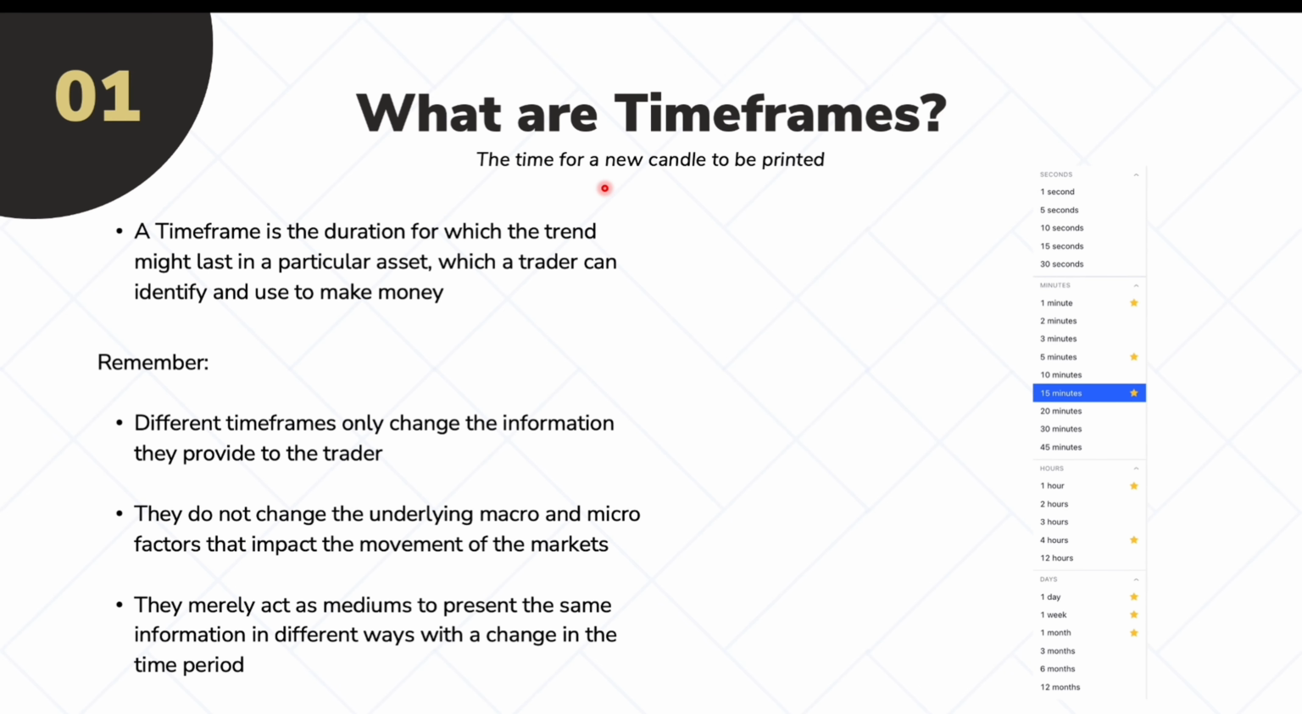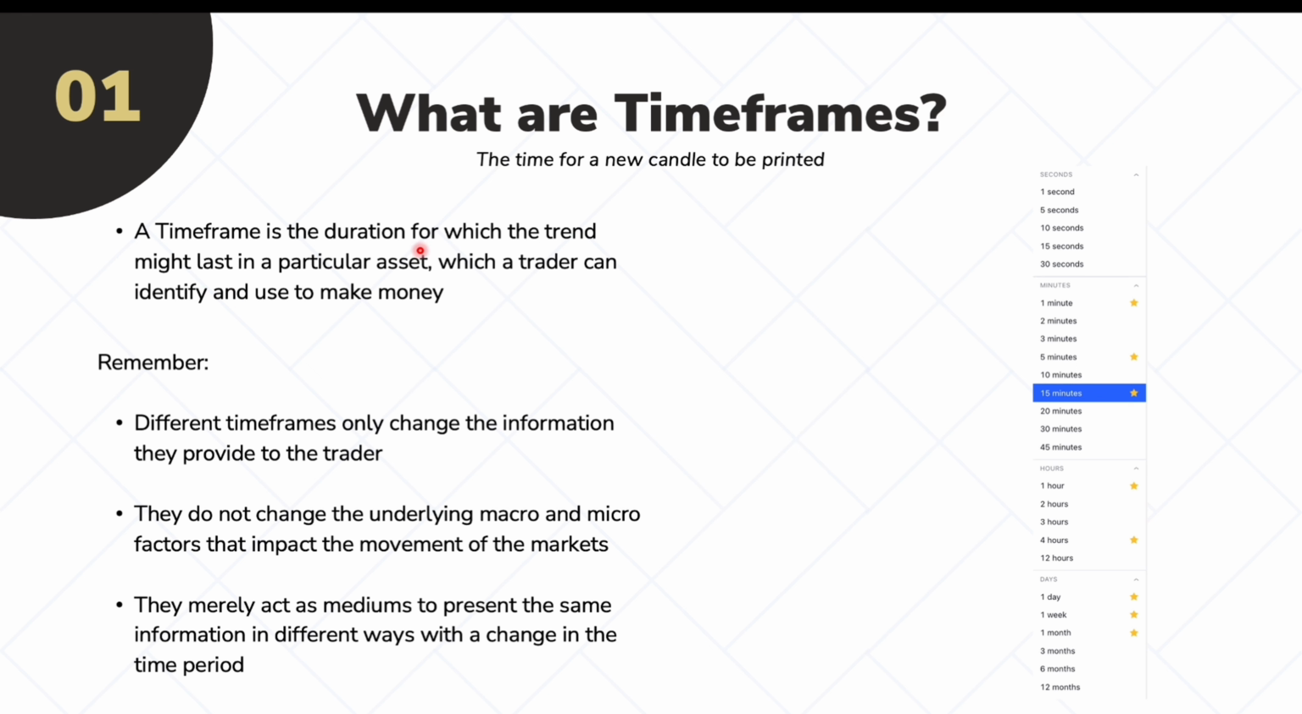First, what are time frames? My own definition for a time frame is the time for a new candlestick to be printed. For example, if you are at the 15-minute time frame, every single candle you see on the chart is 15 minutes of price action. The textbook definition is as follows. A time frame is the duration for which the trend might last in a particular asset, which a trader can identify and use to make money. You can use both definitions.